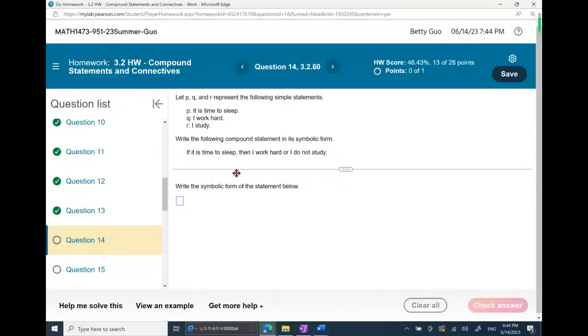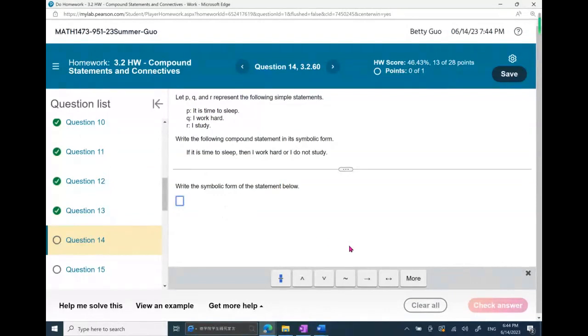If then. That gives us the bigger structure of this compound statement. It is a conditional. So I put a conditional symbol there. The big structure is a conditional. What's the antecedent? If it is time to sleep, P is the antecedent. And what is the consequent? The consequent follows then. The consequent here is I work hard or I do not study. So it's a disjunction.